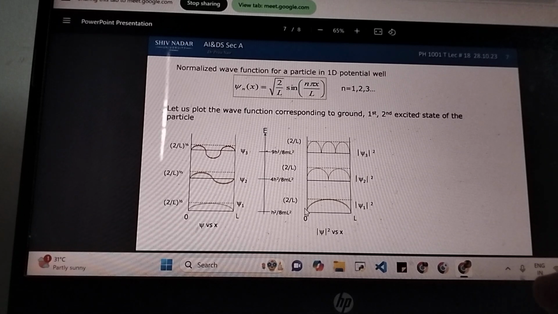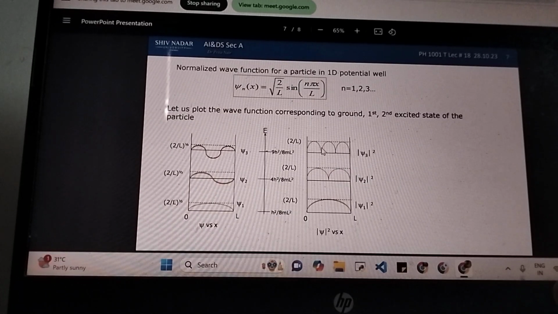So when you take energy level 1, you see that the probability is maximum somewhere around the center, around L by 2. For psi squared equals 2, you can see that it is roughly maximum around L by 4 and 3L by 4. It is minimum at 0, L by 2 and L. Similarly for psi 3, it is at 1/3 and 2/3 it is minimum, 1/6, half and 5/6 if I am not wrong, it is maximum, and so on.